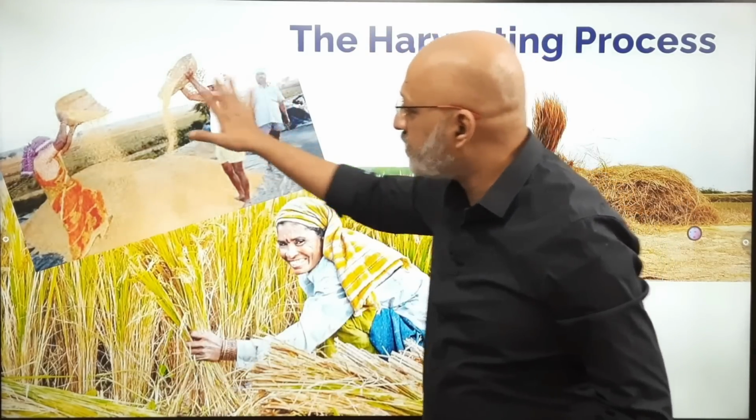So this is a way. Sometimes some kind of a mesh is also used, where you put it on a mesh and the mesh will collect the grain and the rest of the thing will be waste. So different ways are used. This is a very common way which you find in rural India, where winnowing is used in order to separate the grain from the chaff.